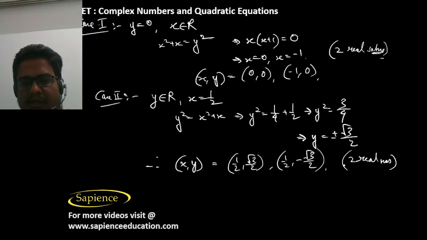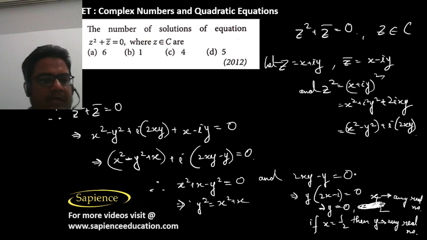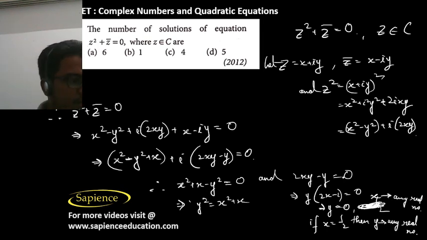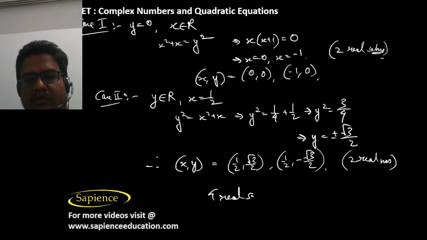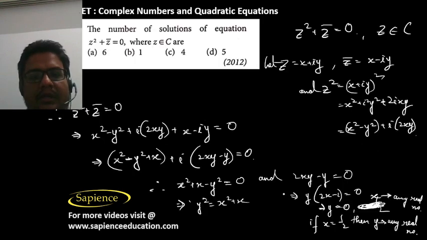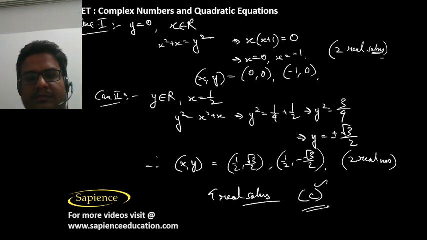So we can have four real solutions. So there are four real solutions of the given equation. So option C is the correct answer.